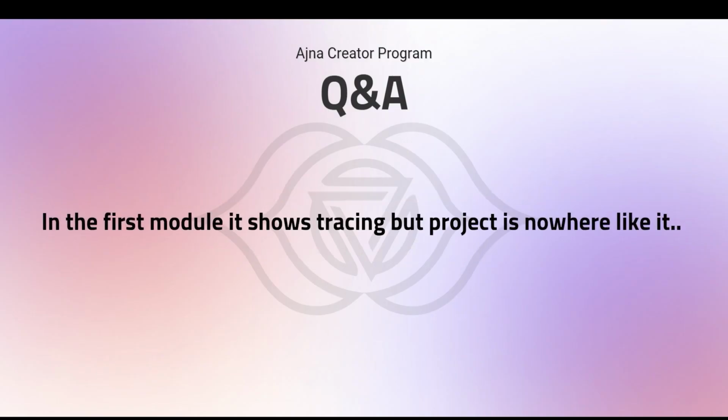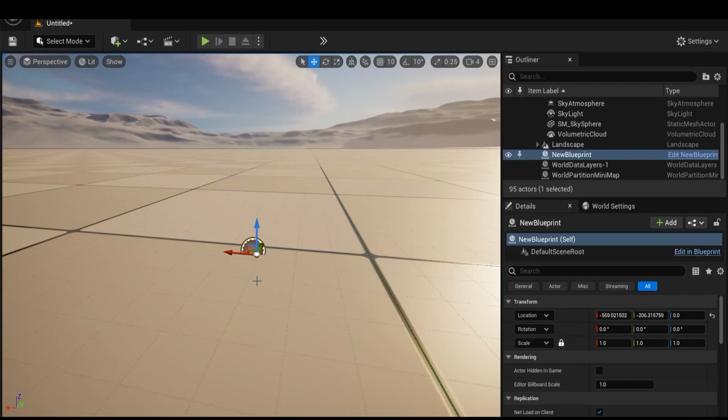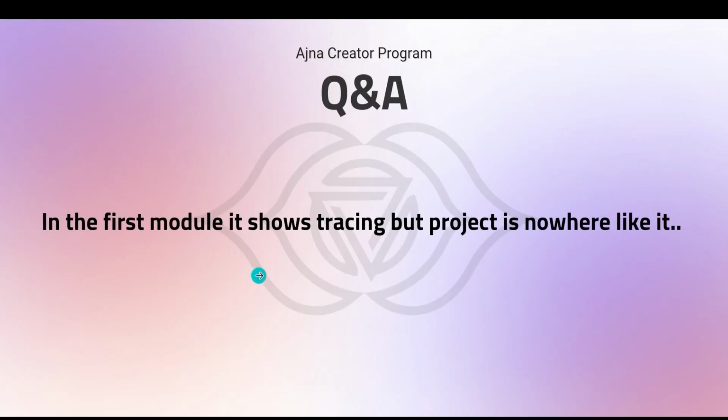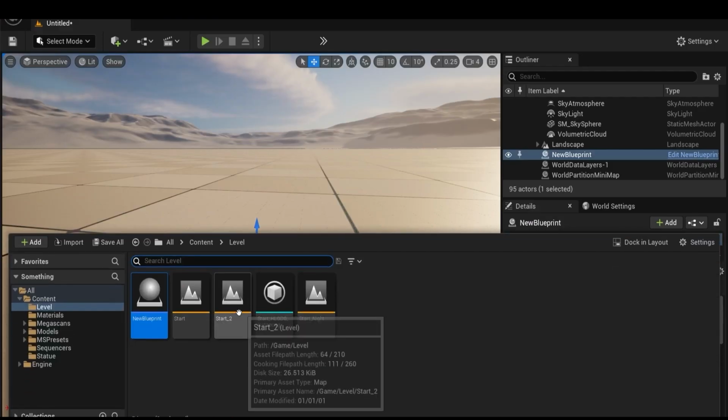In the first module it shows tracing, but the project is nowhere like it. So in the first module, are you talking about the first level? Because I cannot actually specify over here what you are talking about, there's no context over here. So tracing over here of the project. Are you actually talking about the line trace? That's the only thing that actually comes to my mind.